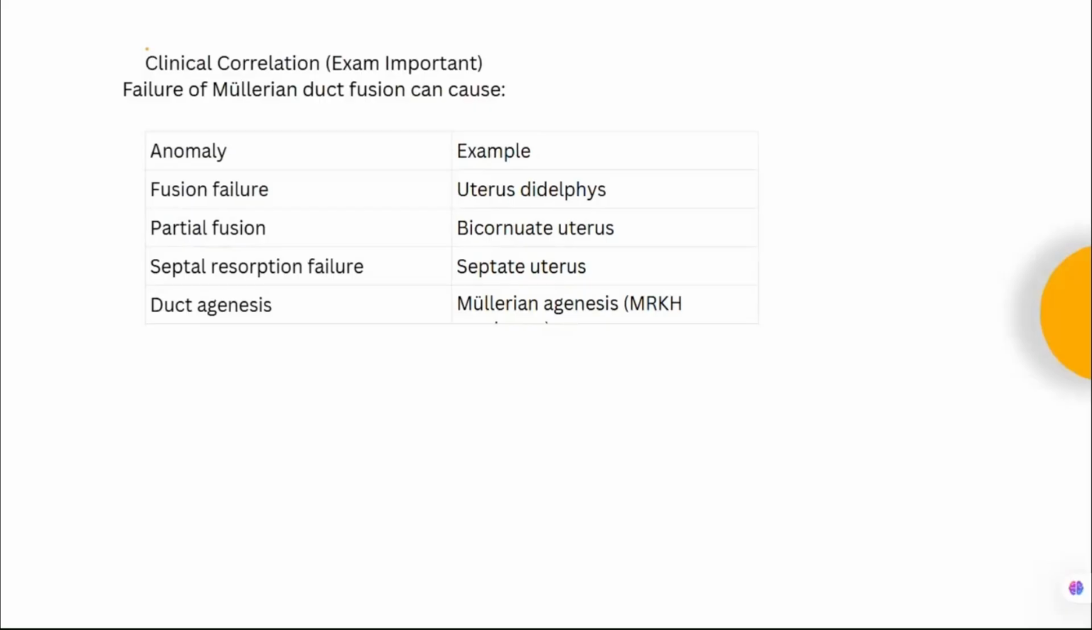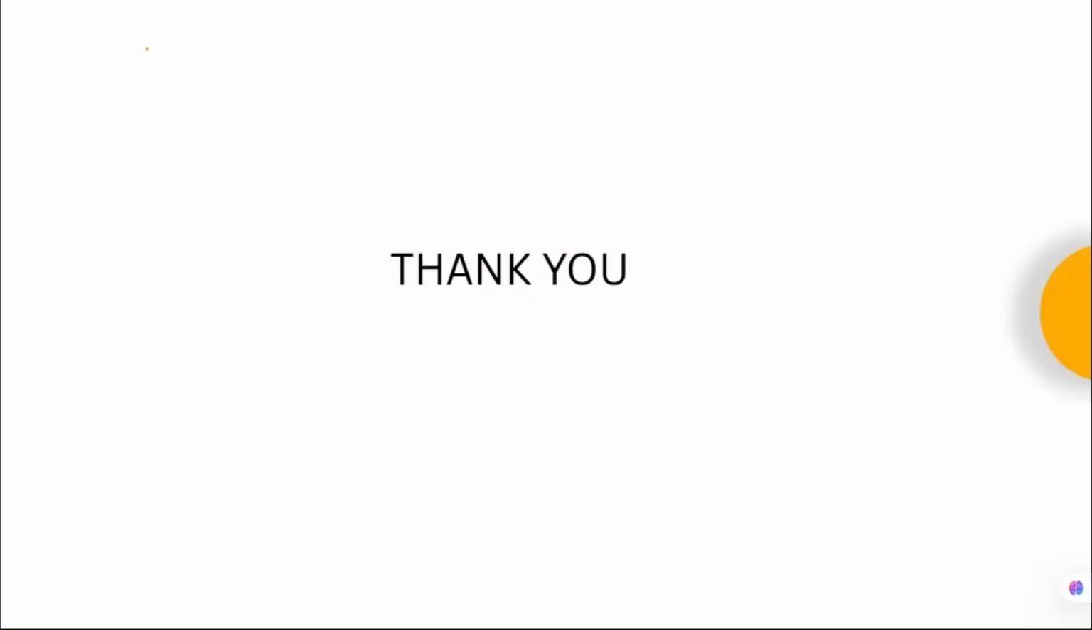So what are the abnormalities that we can get? If there is a complete failure of Mullerian duct fusion, it will lead to uterus didelphys. If there is a partial fusion, it will lead to the bicornuate uterus. If there is a septal resorption failure, it will lead to the septate uterus. And if there is a ductal agenesis, it will lead to Mullerian agenesis or MRKH syndrome, Mayer-Rokitansky-Kuster-Hauser syndrome. Okay, so that finishes the development of the female reproductive system.